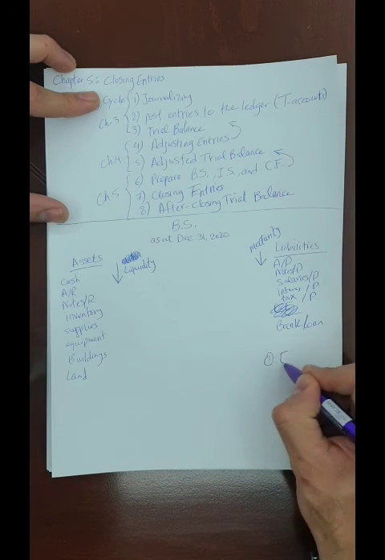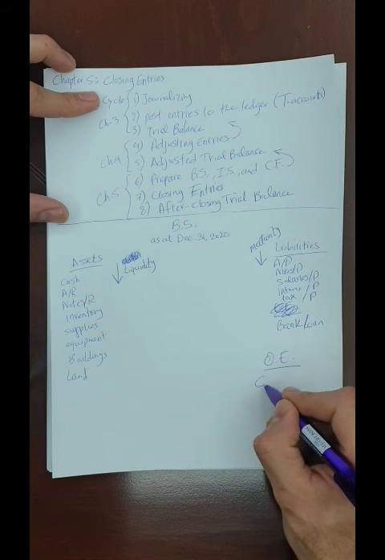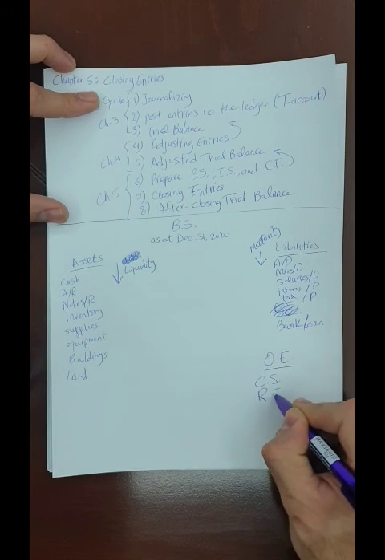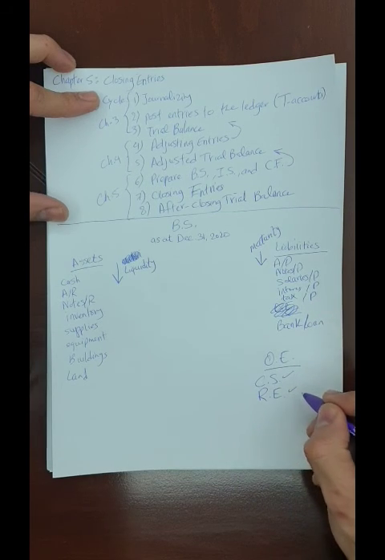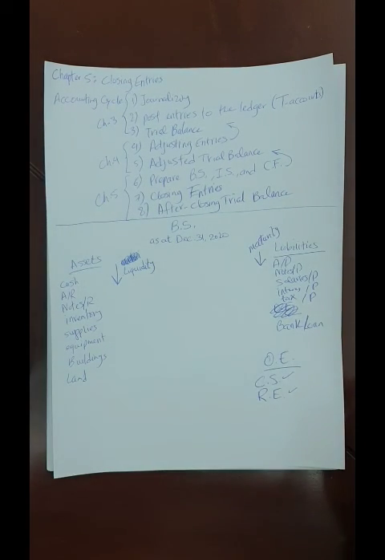Owner's equity, we know that it has 2 main components: capital stock and retained earnings. This is the initial contribution of investors, and this is the accumulation of profits over the accounting cycles.